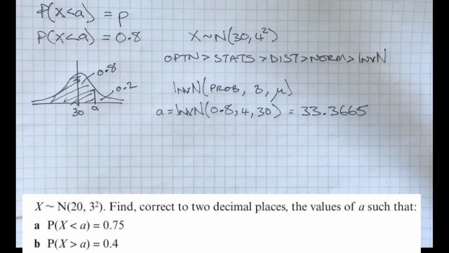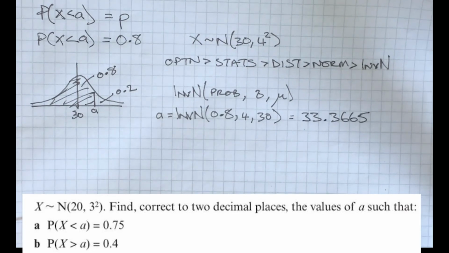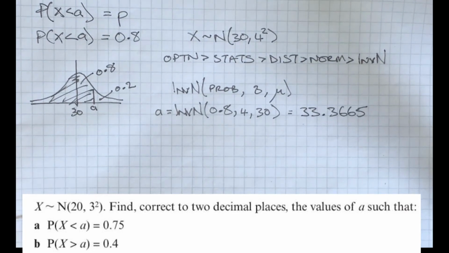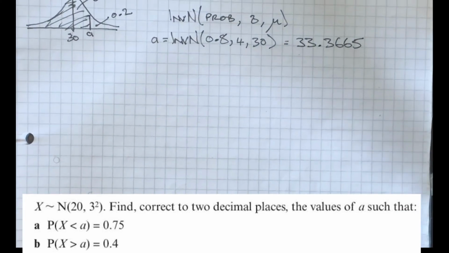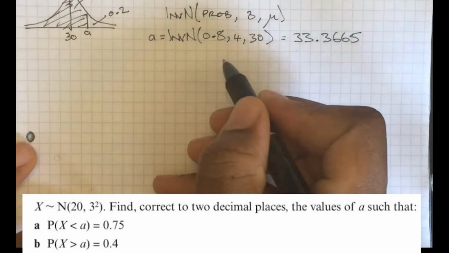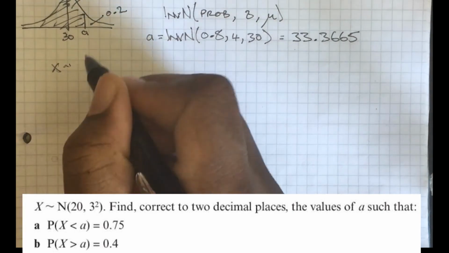Okay, so let's check in with a few more examples. This time round, we're working with a normal distribution where the mean is 20 and the standard deviation is 3. We've been asked to find the unknown value of A, a real world value A, where the probability that X is less than A is 75%. So the probability is 3/4.